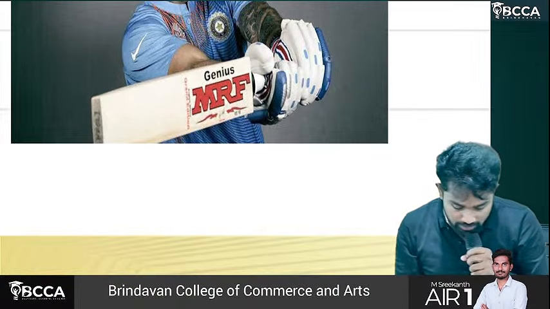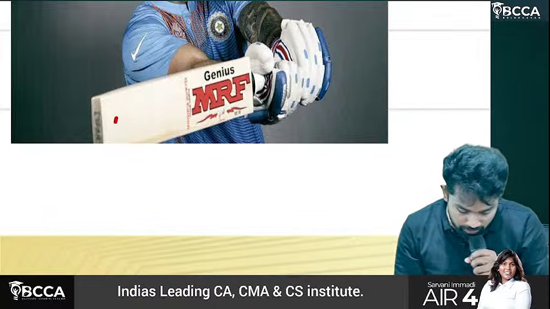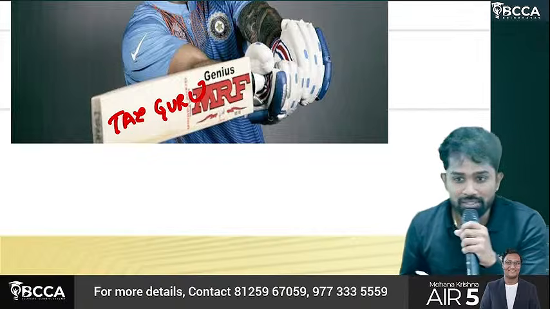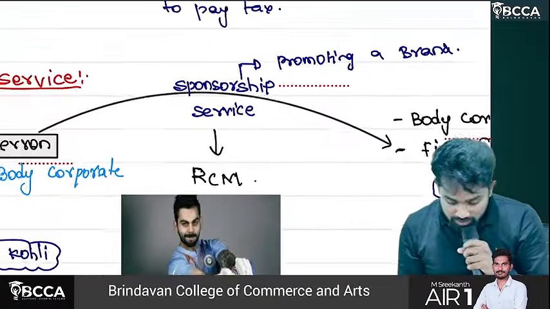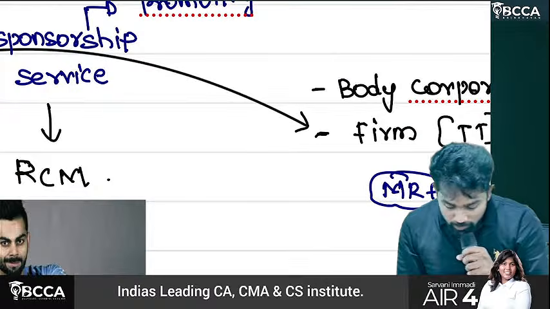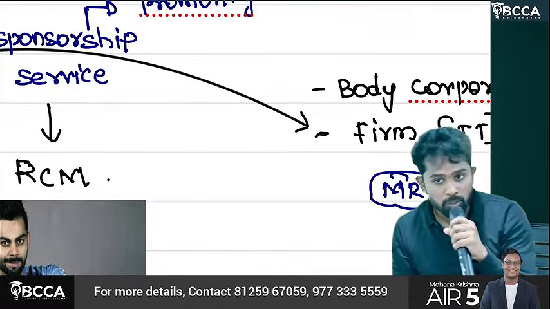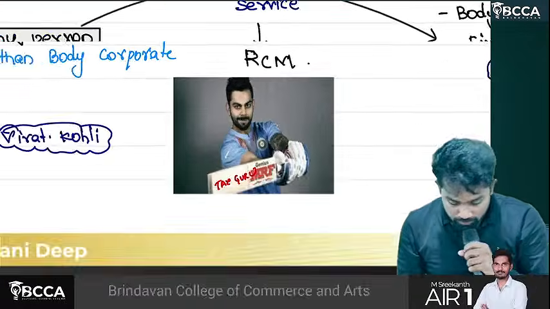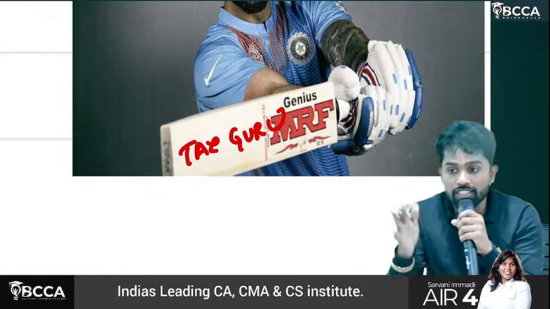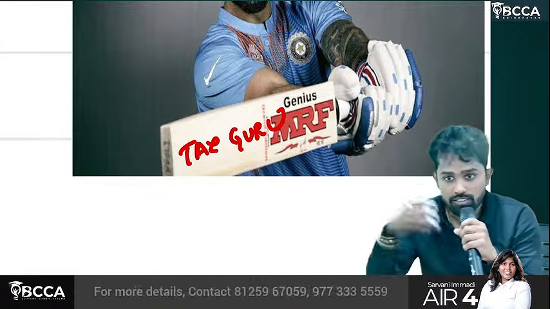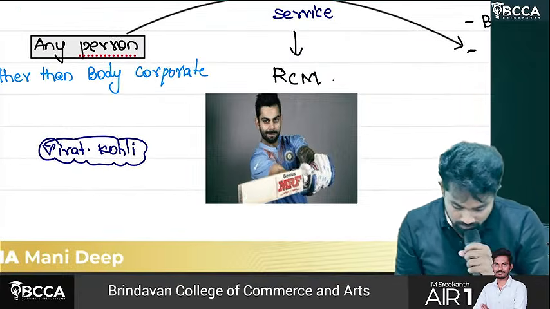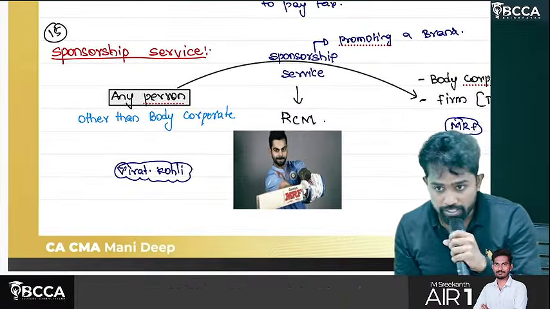Let's say, sir, here instead of MRF, he was promoting Tax Guru. Then the recipient is whom, sir? An individual. I didn't write BCCA. BCCA is again a body corporate, taxable under RCM. So he is promoting me as an individual. Then it is not covered under RCM. Who has to pay tax? Virat Kohli only has to pay the tax, as any person providing sponsorship service.